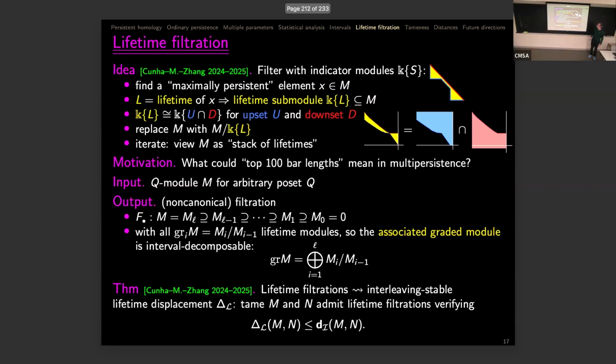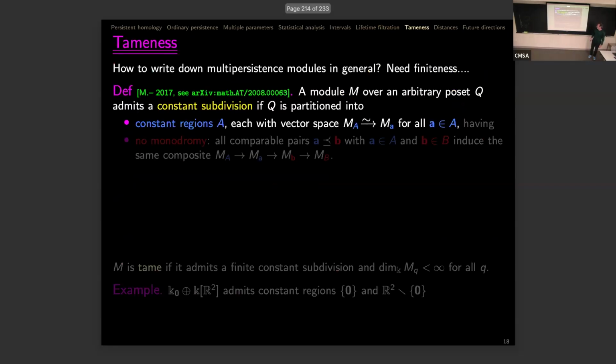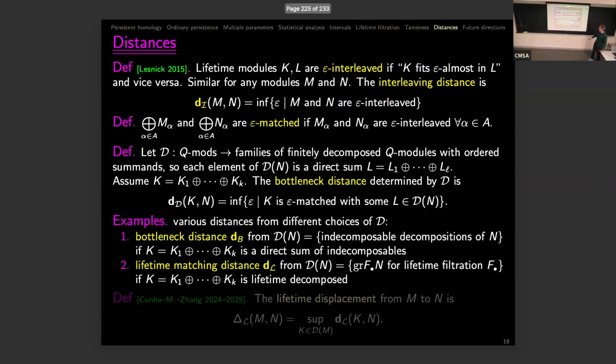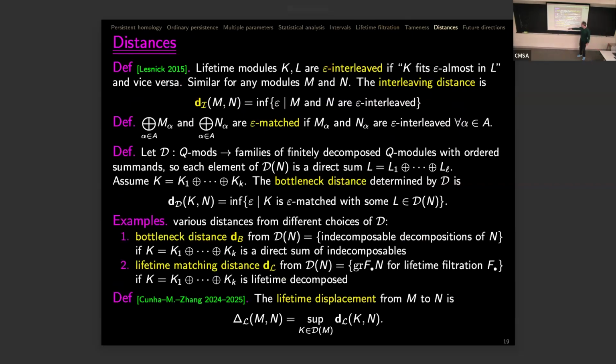where's the, oh yeah, that was just a stability. I was going to tell you about tameness, but I won't. The lifetime displacement is what you do is you look at a supremum. I'm sorry, you take a supremum of all the choices of lifetime filtrations of M, and then you compare their distances to N, more or less. So what it's saying is that, okay, it's possible to choose really stupid filtrations of your module, yeah?